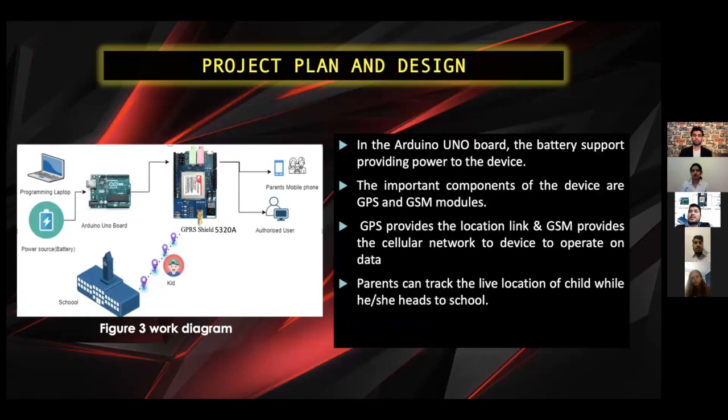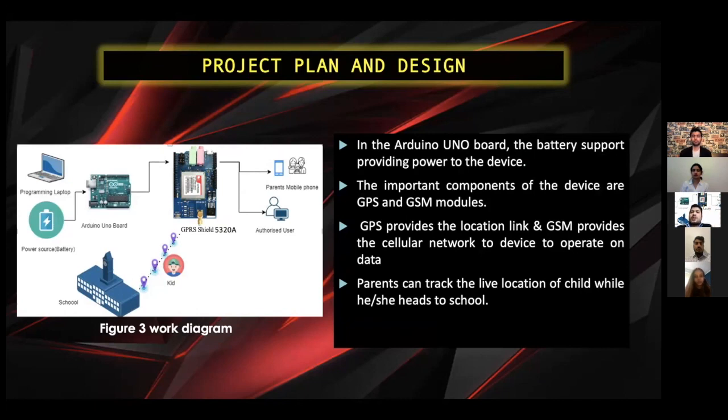Project plan and design is the main part of our presentation. In this one, we have the Arduino UNO board in the figure and the GPRS Shield 5320A module. The GPRS Shield is a device which has both GSM and GPS modules embedded in it. They have a serial connection to communicate with each other. These two modules are powered by a 5-volt battery supply.